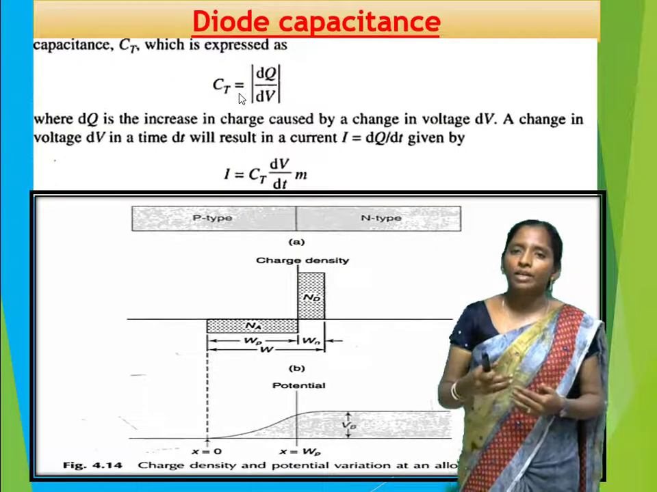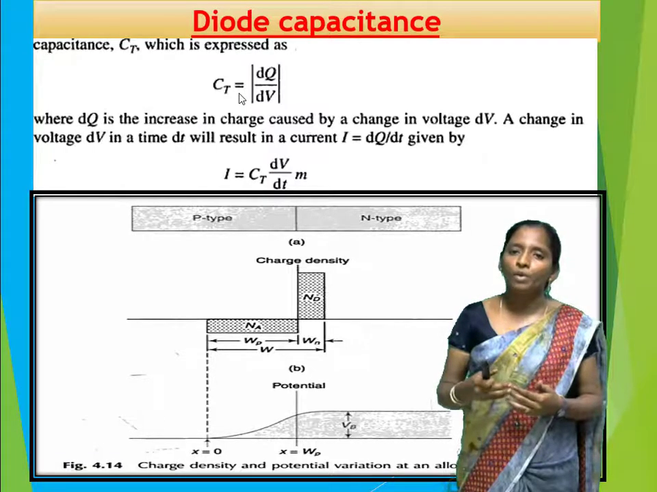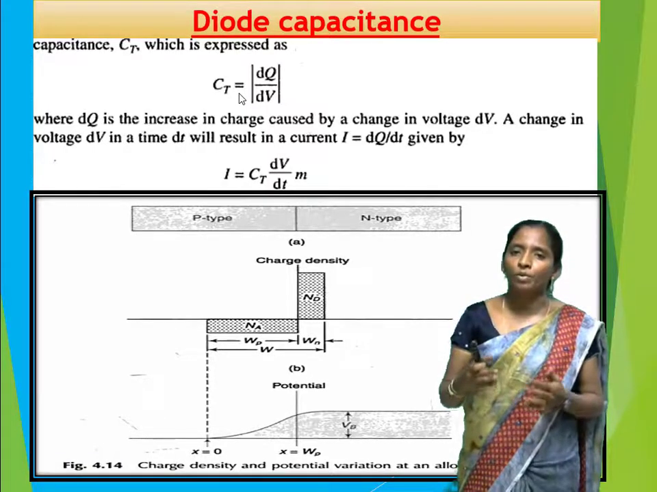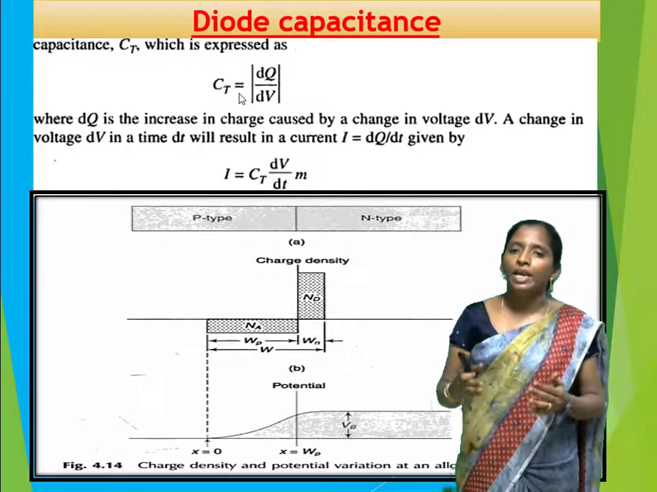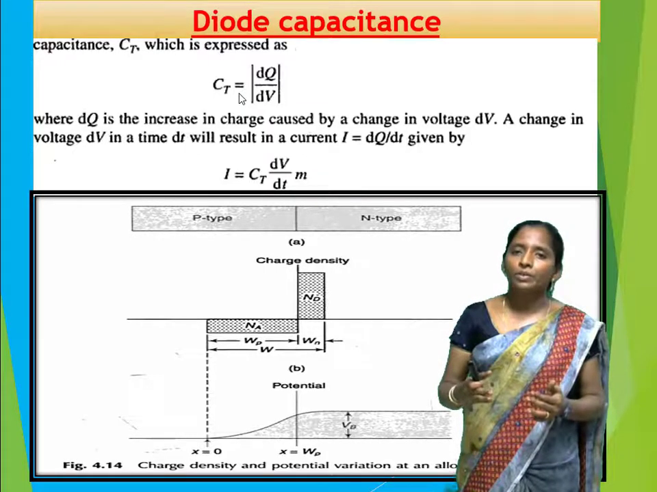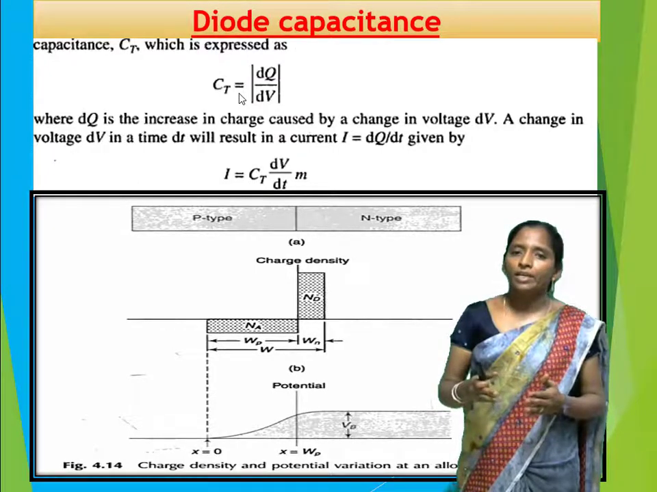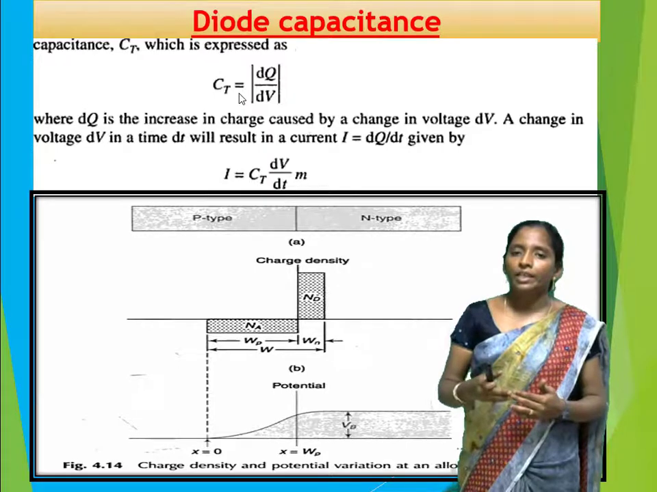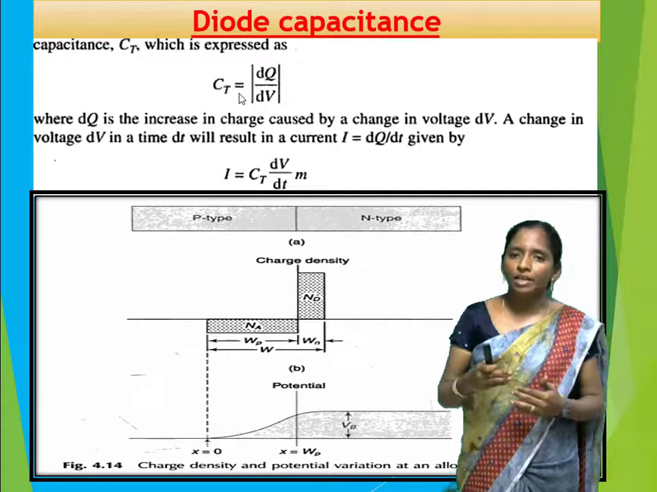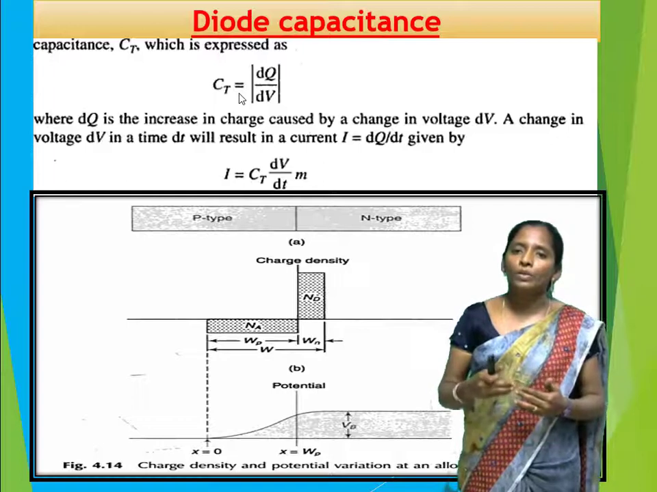Construction of the semiconductor PN junction diode. We are using two semiconductor materials, one is P type and another one is N type. While joining these two, there is a junction between them. At the no bias condition, the junction acts as a depletion layer or space charge region. In that space charge region, only immobile ions are present.